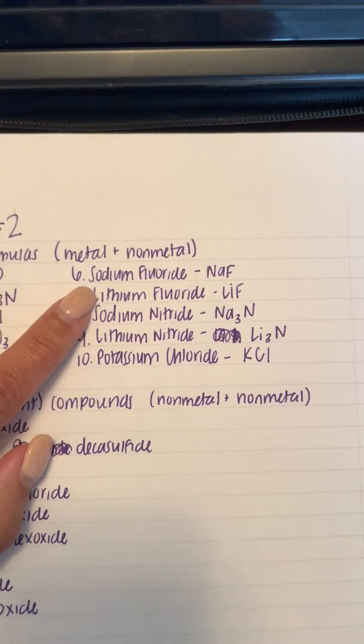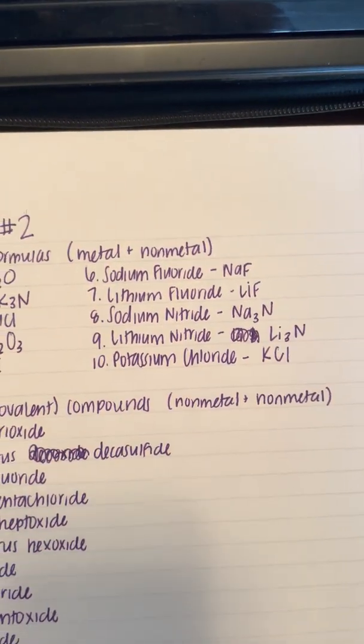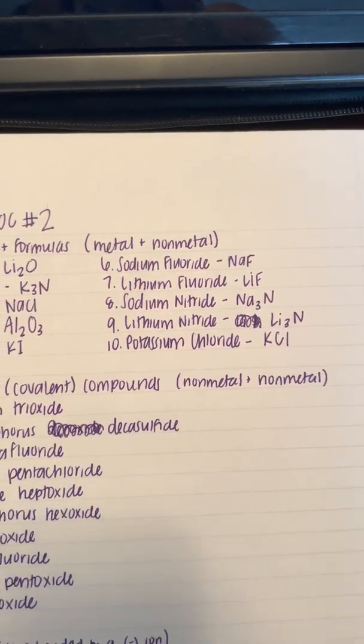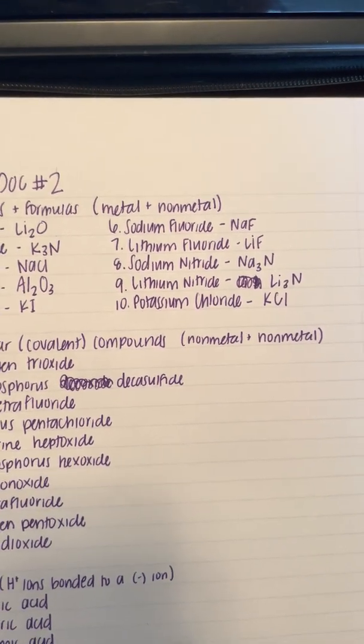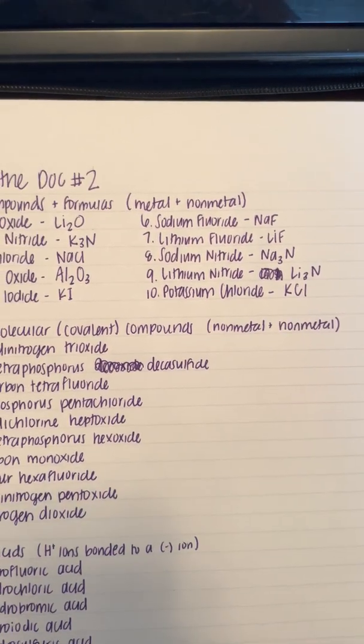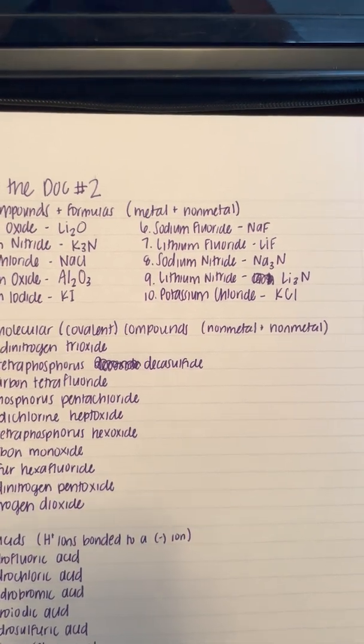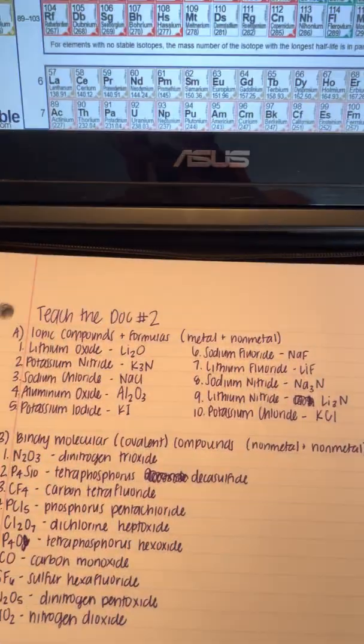Let's see, we'll keep going. Sodium fluoride is NaF, lithium fluoride LiF, sodium nitride Na3N, lithium nitride Li3N, and potassium chloride KCl. So those will all follow the same rule.